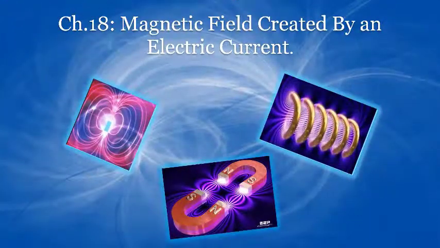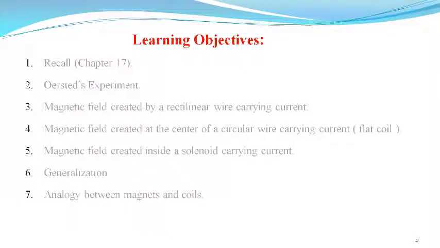Assalamu alaikum. We are going to explain a new chapter, chapter 18 in your books, which is magnetic field created by an electric current in 3 parts. We have different objectives in this lesson, but we want to talk in this part only about 1. Recall chapter 17, which is magnetic field. 2. Ørsted experiment. 3. Magnetic field created by a rectilinear wire carrying current.